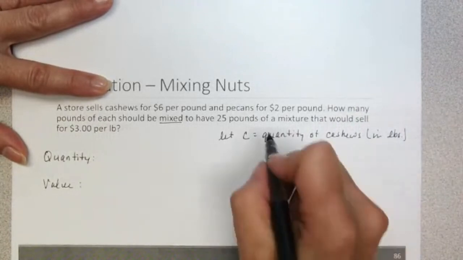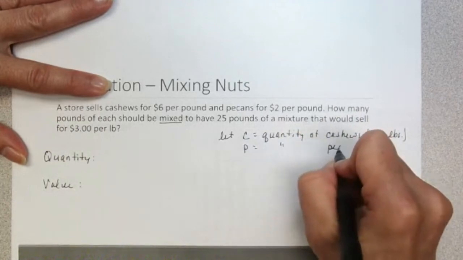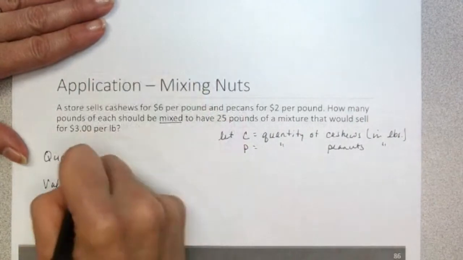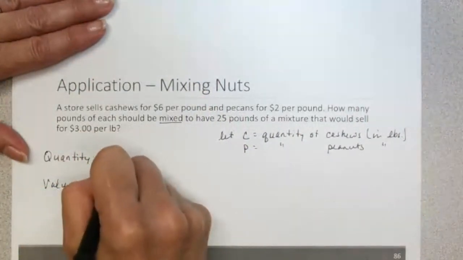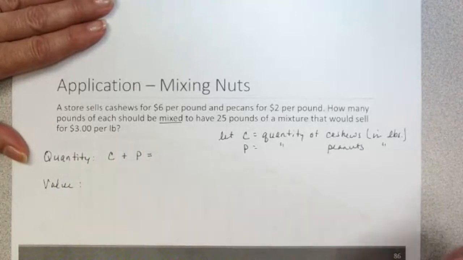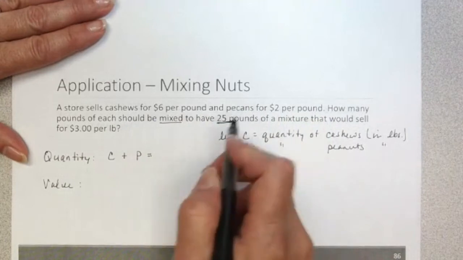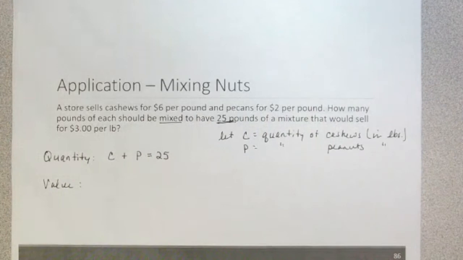And we'll let P equal the quantity of peanuts in pounds. So then our quantity equation is going to be the number of pounds of cashews plus the number of pounds of peanuts equals the total number of pounds I have. We're mixing them to have 25 pounds, so that's my total. So C plus P equals 25.